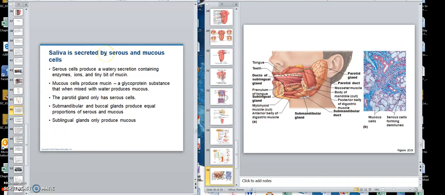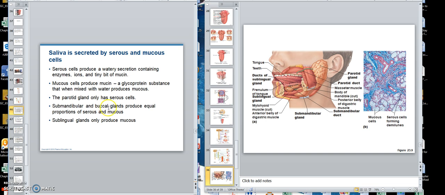Saliva is secreted by serous and mucus cells. Okay. Serous is watery. So the parotid does mainly serous. Serous cells produce a watery solution containing enzymes, ions, and a tiny bit of mucin. Mucus cells produce mucin, which is a glycoprotein, and when mixed with water produces mucus. The more water, the less viscous. The parotid gland has serous. That means it's the one doing a lot of enzymes and ions.